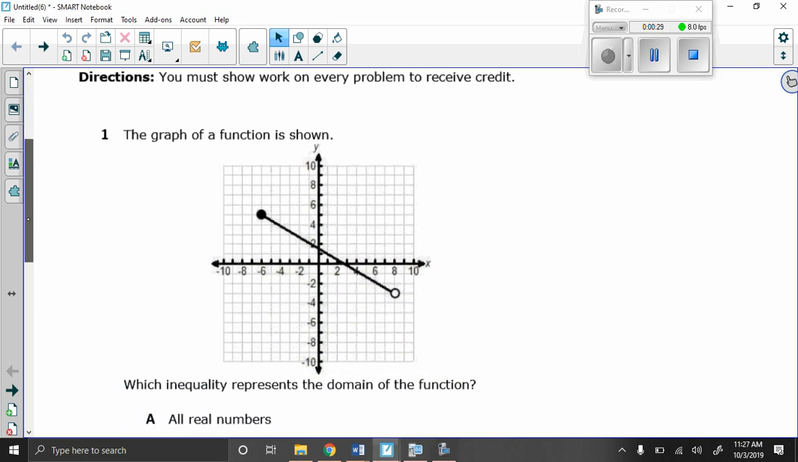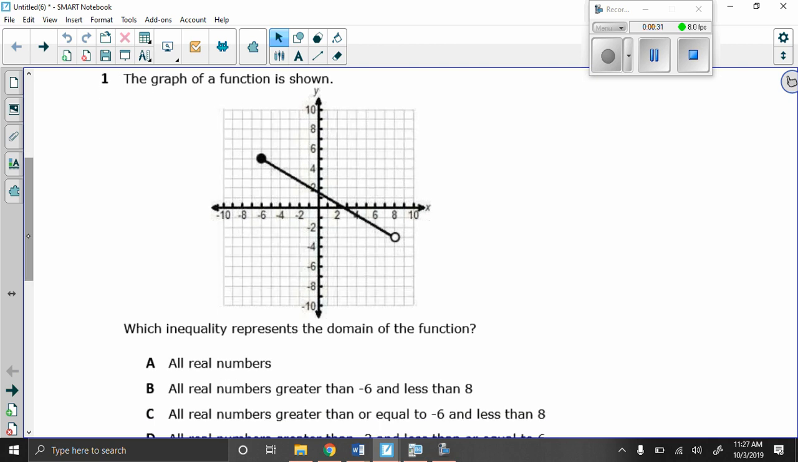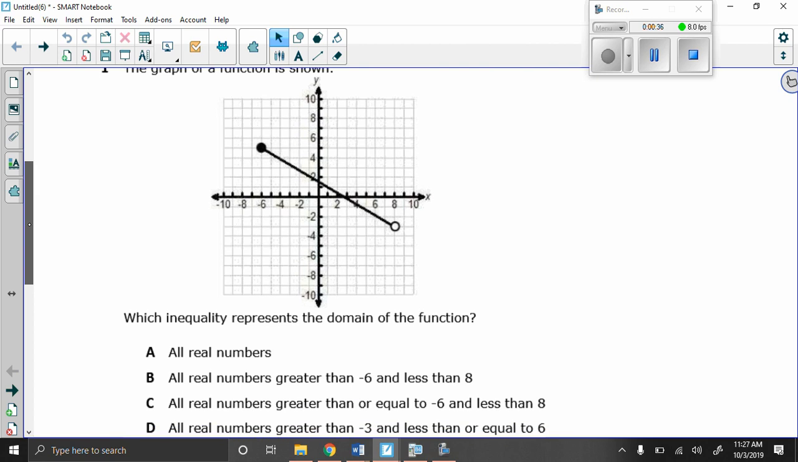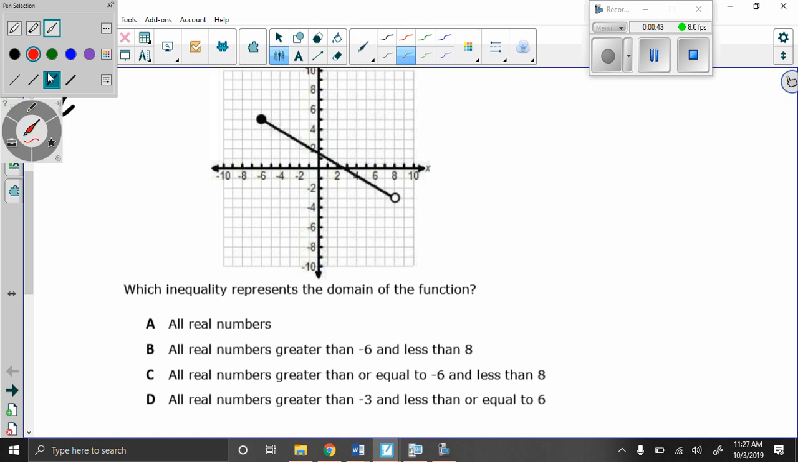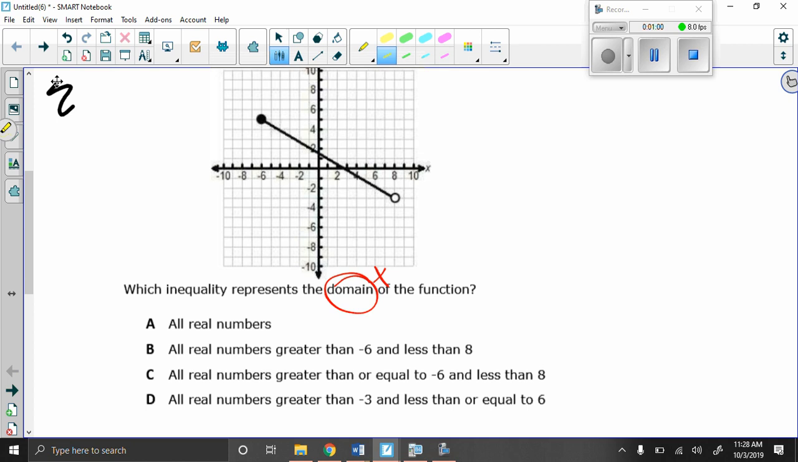Let's look at question number 1. It says the graph of a function is shown, and it's wanting us to determine which inequality represents the domain of the function. So the domain, again, pertains to the x-axis, so the x values. Whenever we're defining our domain, we want to look at the left and the right sides of our box. So the left and right boundaries.